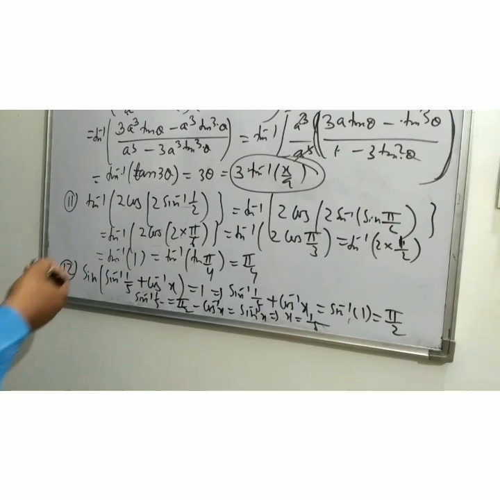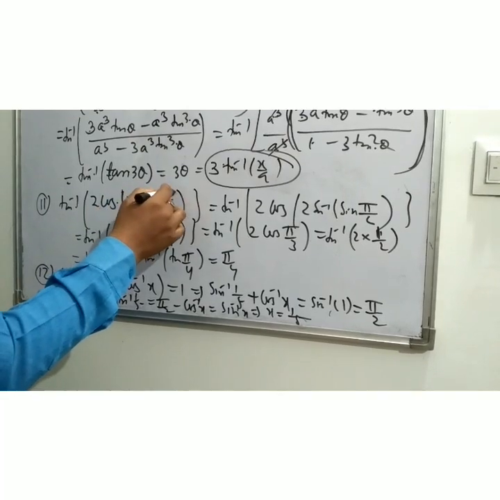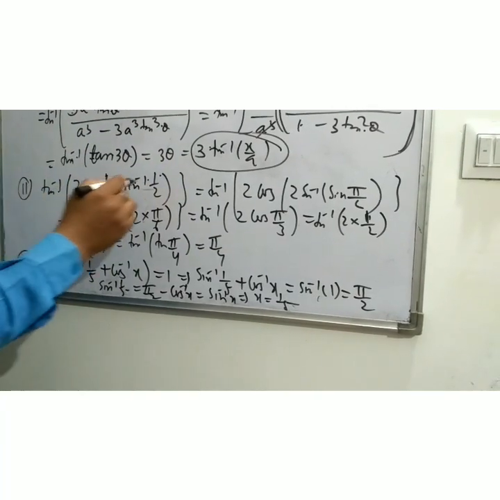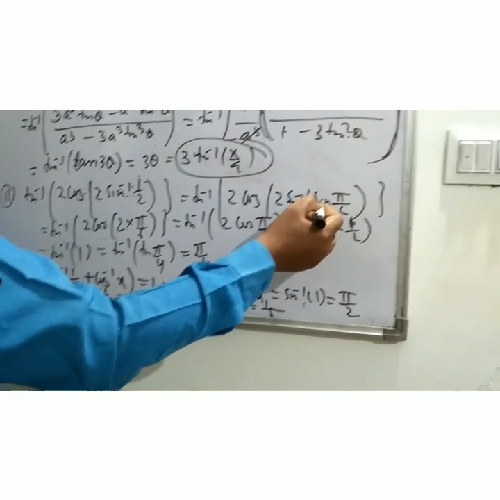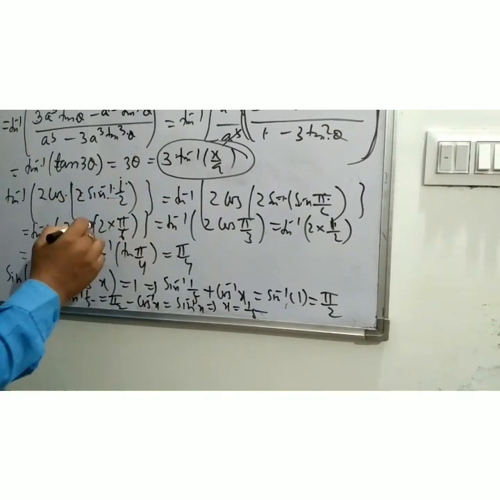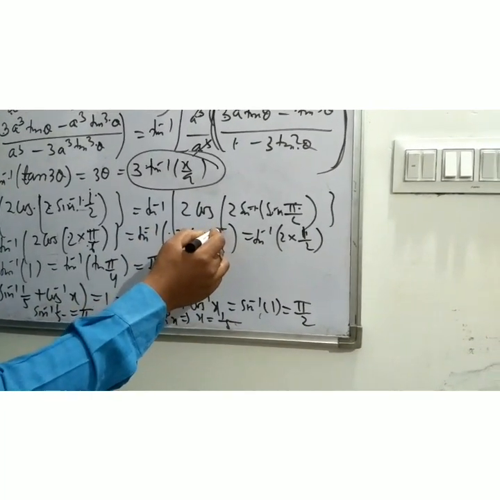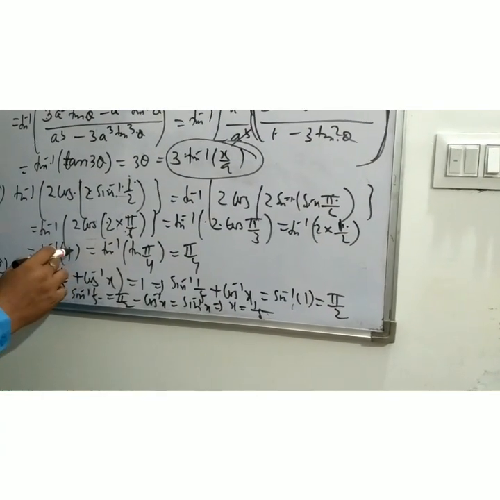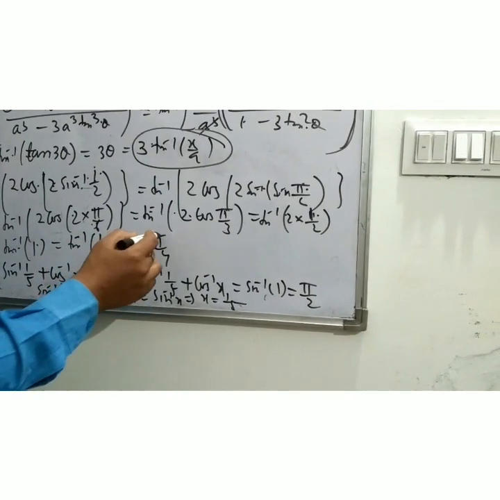Next, question number 11: find the value of tan inverse of 2 cos of 2 sin inverse 1 by 2. Whenever you face this type of question, you have to solve from the inner portion to the outside. The inner part is sin inverse half. Sin inverse half is equal to sin inverse sin pi by 6, and the inverse cancels, giving pi by 6. Outside, 2 into pi by 6 is pi by 3. So it becomes tan inverse cos pi by 3. Cos pi by 3, that is cos 60, is half. So 2 into half is 1. So it becomes tan inverse 1, which is pi by 4. So the result is pi by 4.